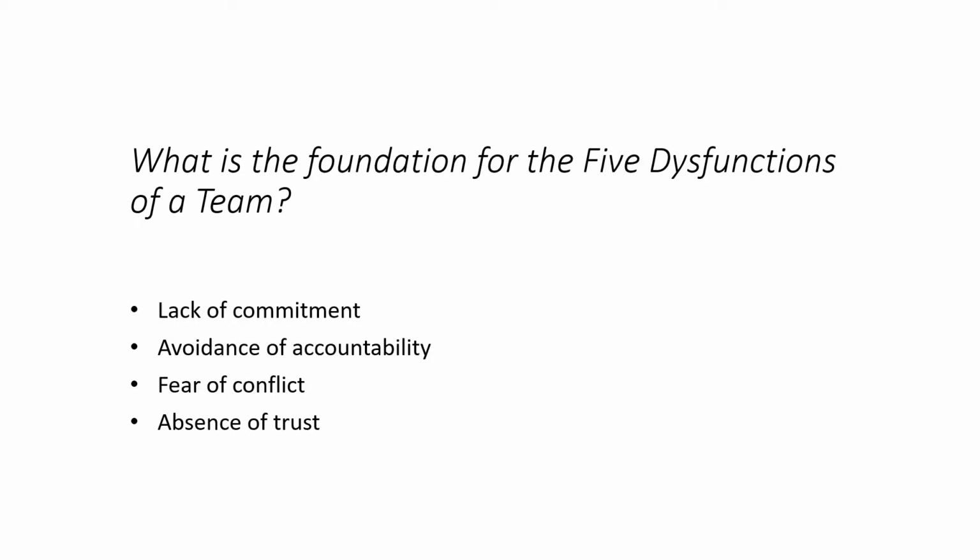Let's move on. The second question is, what is the foundation for the 5 dysfunctions of a team? All right, so this is a very important question. I think this can also appear in exams. I've seen it myself. So the options given are lack of commitment, avoidance of accountability, fear of conflict, absence of trust. So here absence of trust is the most important point, because if you don't have trust within a team, that team might not function well as a successful team. So this is the foundation.